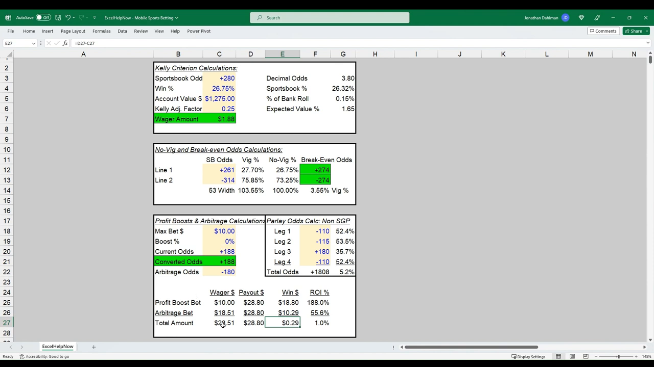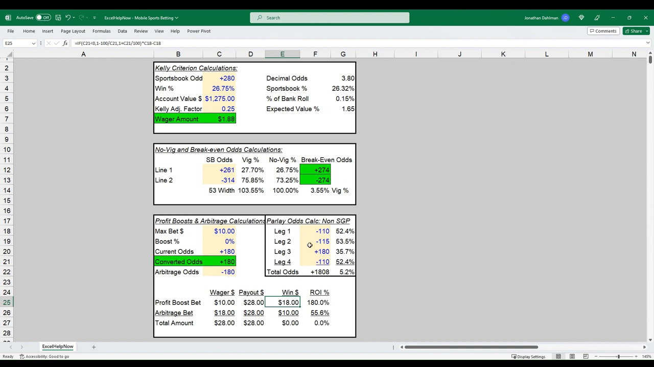And then also you can see that we have a payout calculator here. So if you don't want to use any of that, you just want to know if I bet $10 on 180 odds, what does that equal as far as a payout and how much I win and what the ROI is. You can utilize it for that too. So you can just disregard all the profit boost or any arbitrage and just use it as a payout calculator as well. So a lot of different ways you can utilize this.